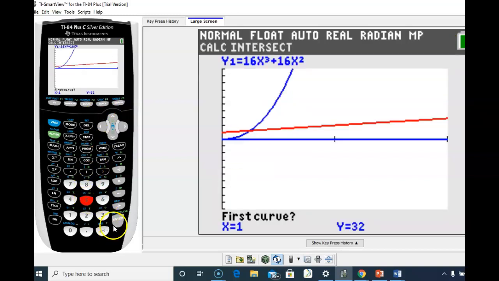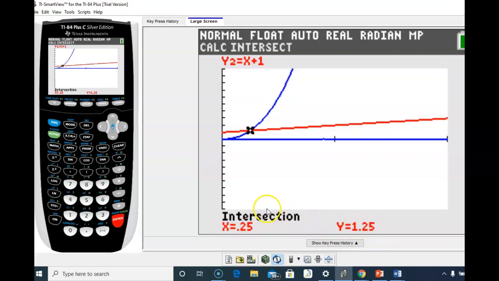Okay, so our first curve, we're going to make sure that it shows up here. So our first curve is correct. Our second curve is correct. And then we want to move close to the point of intersection. Okay, so we'll move over here to the point of intersection and press enter. And here's our point of intersection. So the coordinates are 0.25 and 1.25.